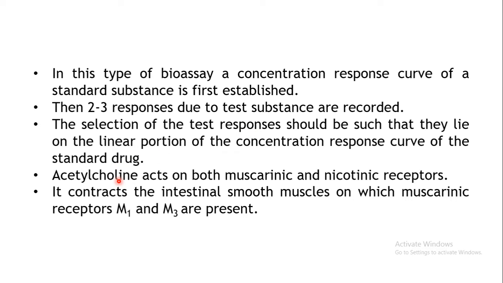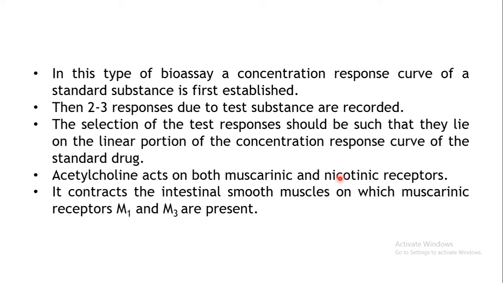Now acetylcholine, as you are already aware, is a major transmitter at the parasympathetic system. It is released as a transmitter and can bind to the cholinergic receptors to elicit its action. Cholinergic receptors are of two types, muscarinic and nicotinic receptors. So acetylcholine can bind and stimulate both types of receptors.